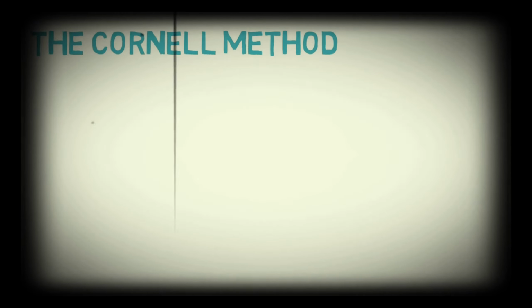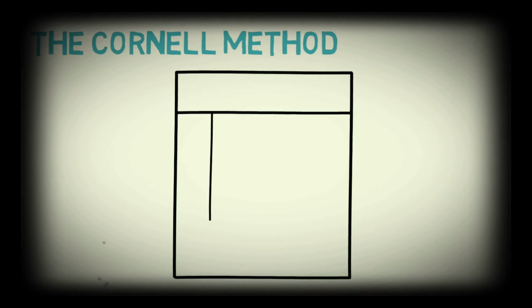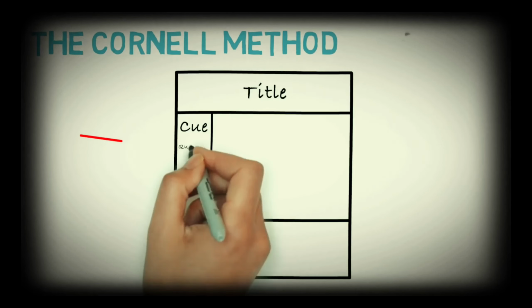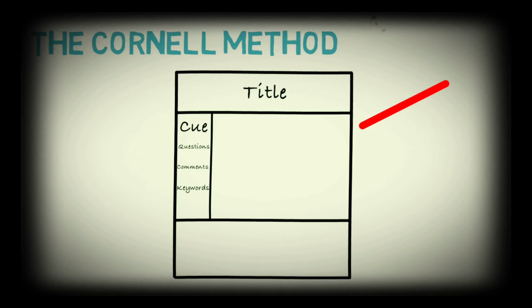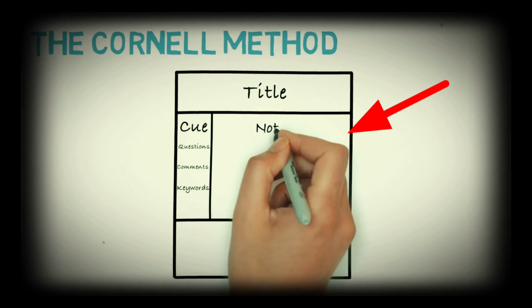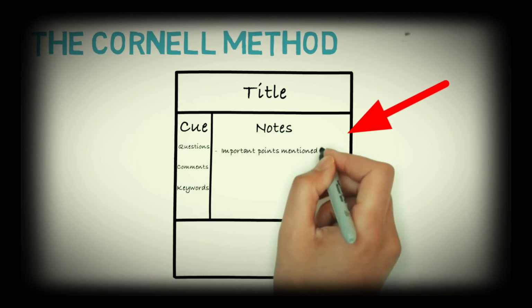Here's how it works. Start by dividing your note paper into 3 main sections: a narrow left column, a wider right column, and a bottom section. During your class or lecture or while reading the textbook, use the right section to jot down the main points, important concepts, and key ideas. Avoid writing long sentences and focus on capturing the essential information.